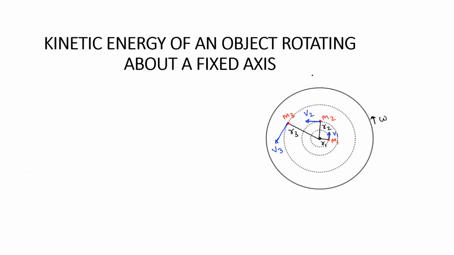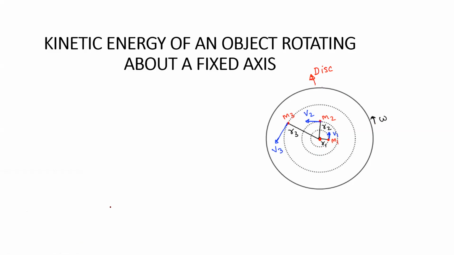So if I say that this is a disk, and the disk is rotating in the counterclockwise sense with an angular velocity omega. And here, through the center of the disk, you can imagine an axis, going into the board and coming out of the board. So the disk is rotating about that axis.